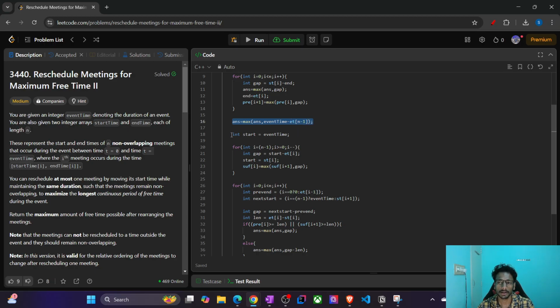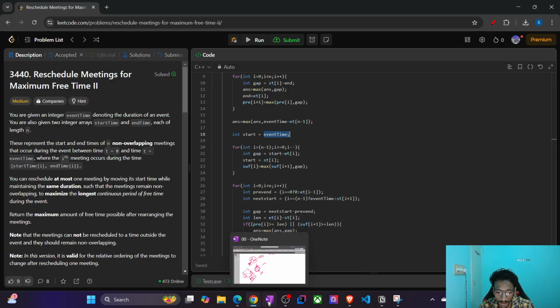And again I will calculate the suffix array now. What will the suffix array be? The next event's starting time will be the event time, because this is the rightmost time I have, and I am starting from I equal to n minus 1 to I greater than or equal to 0, I minus. And what will the gap be? The starting time of the next event and the ending time of the current event.